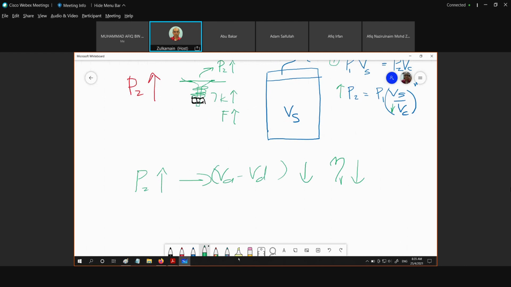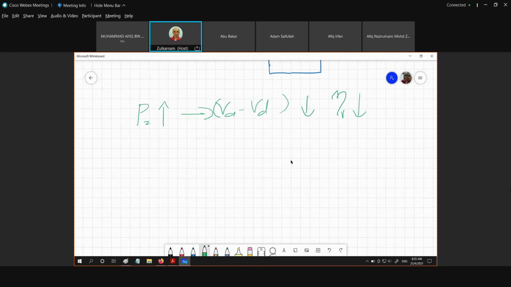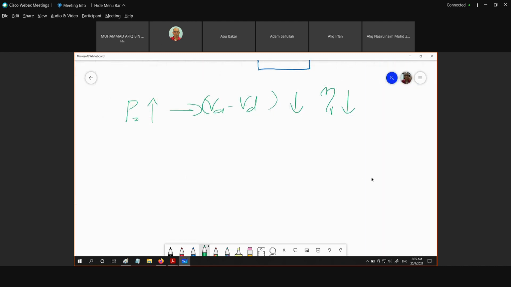So how to overcome this problem? How we overcome this problem? When kita increasekan kita punya pressure, for a single stage punya compressor, kita dapati VA terhadap VD akan turun. Therefore, the volumetric efficiency akan turun. So how do we overcome this? Anyone? How do you overcome that?